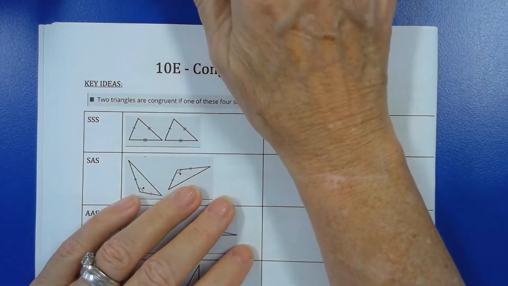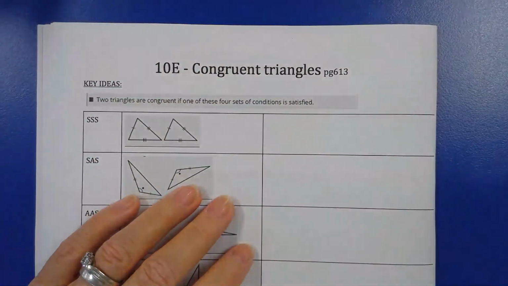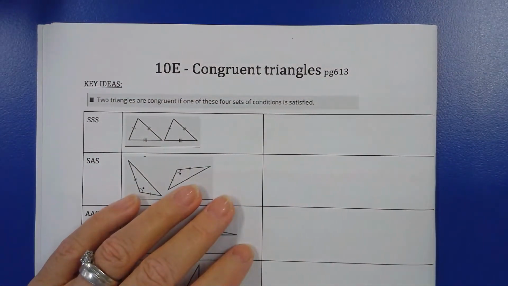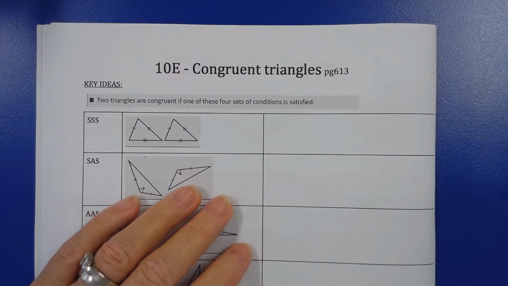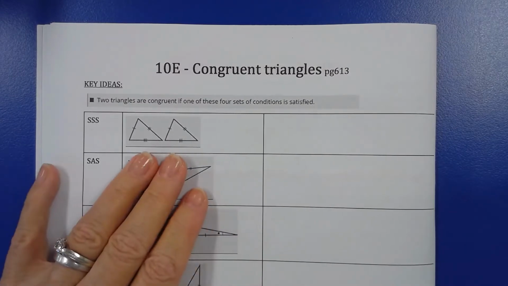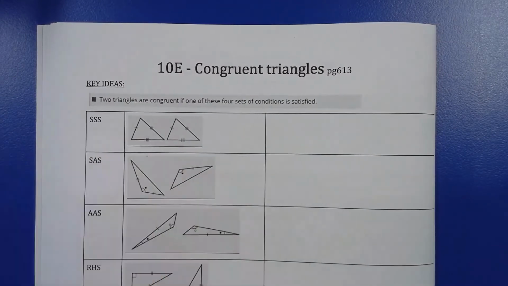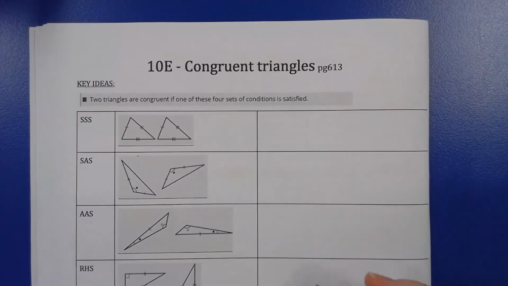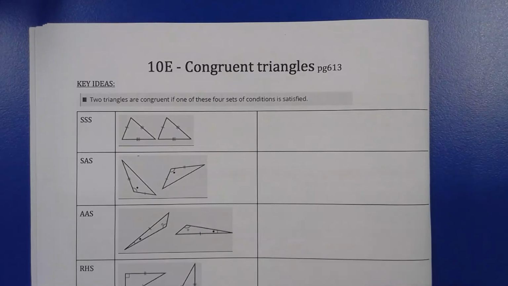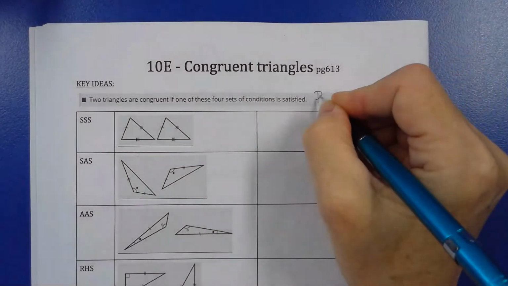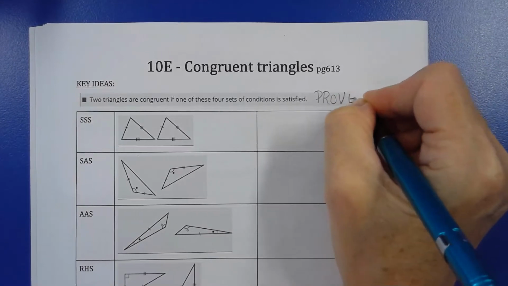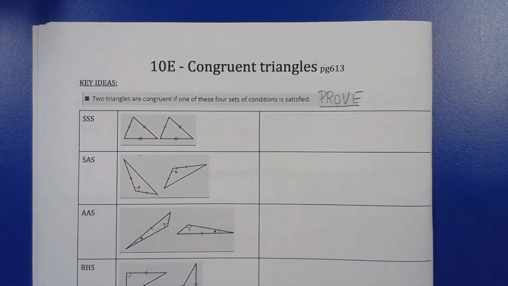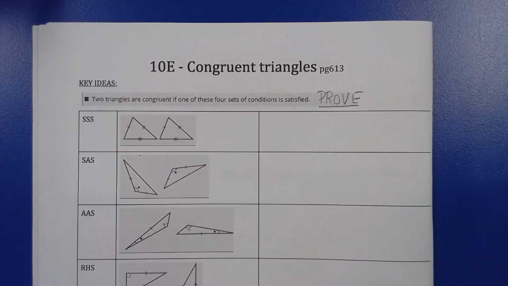Okay, girls, this is the video for 10E congruent triangles. In maths, it's often a little bit different in that we try to prove that something is so. Okay? So that's an odd thing in our world, I think, today. We don't need much proof to believe something.